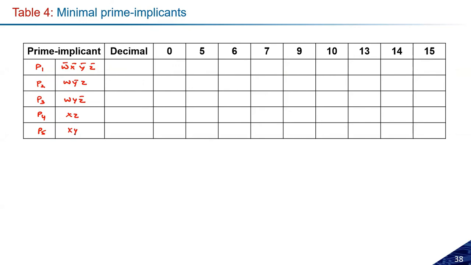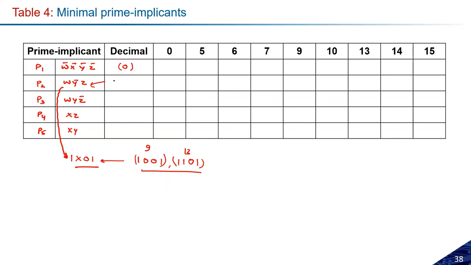If you see the decimal equivalent of the first one, all are zero, so this comes from the decimal equivalent zero group. For W, Y bar, Z, the missing digit was the crossed one, this was 1 cross 0, 1. So what is the total possible combination with this one? For the second prime implicant, we can have 1, 0, 0, 1, or we can have 1, 1, 0, 1. These are the two possibilities with this one, and that is what I have converted. This is the second prime implicant. This number is equivalent to 9, and this number is equivalent to 13.